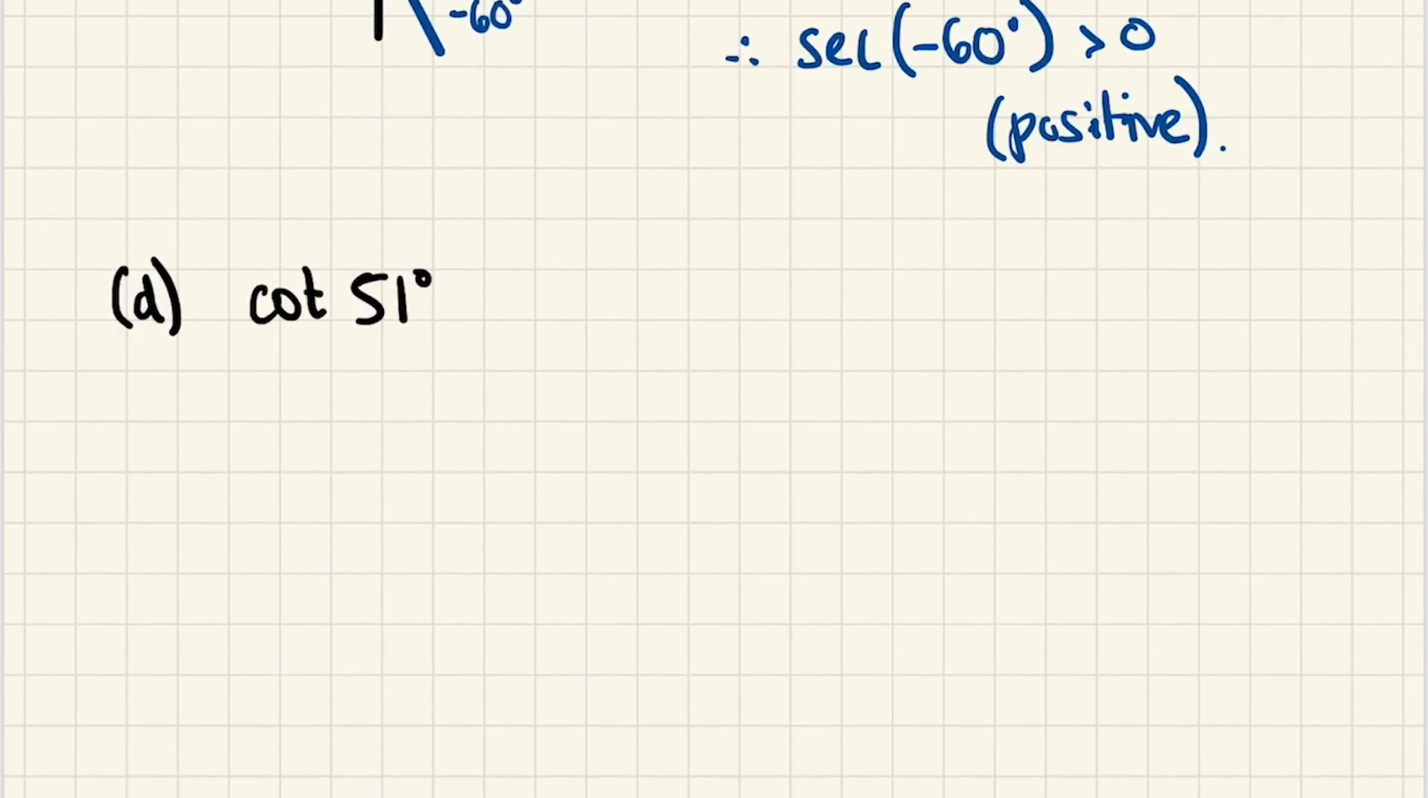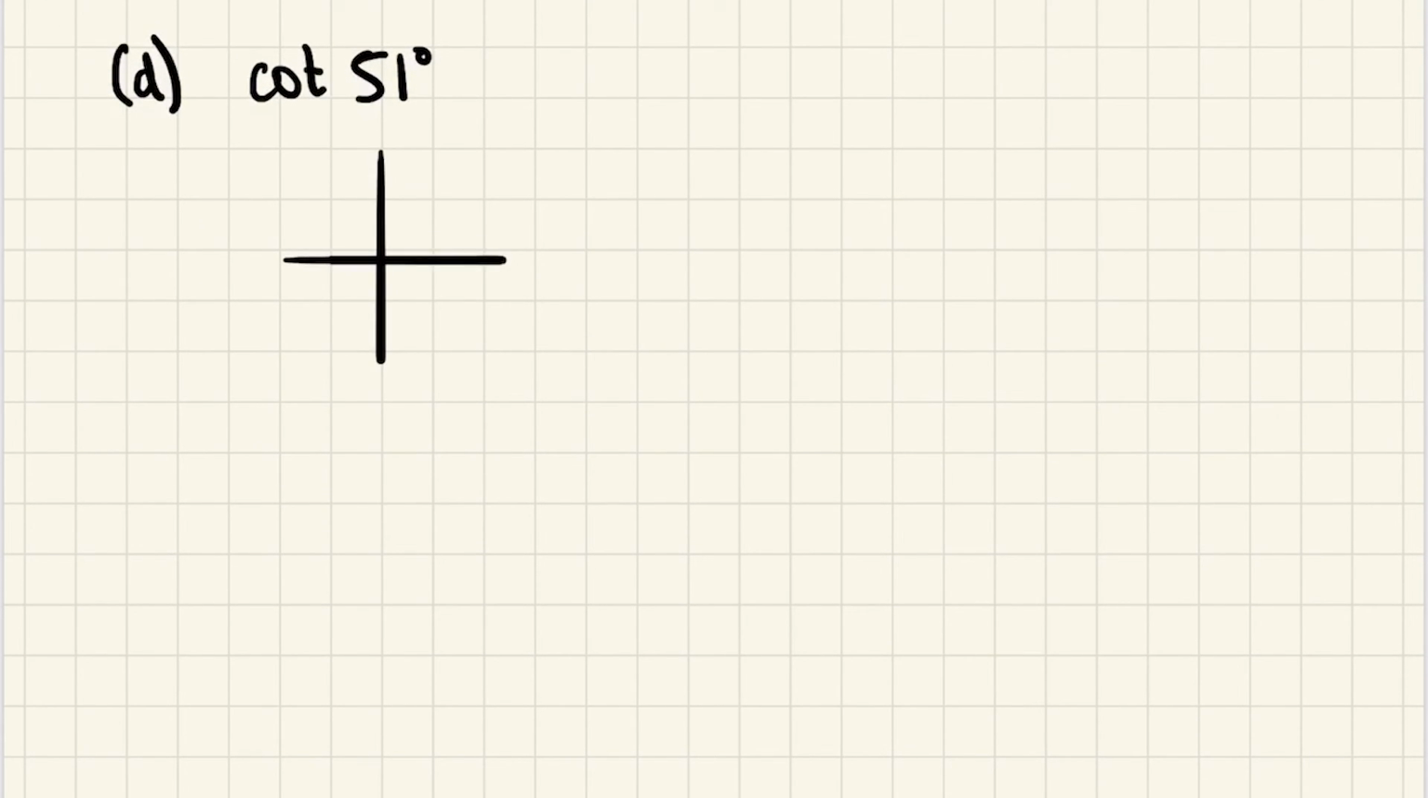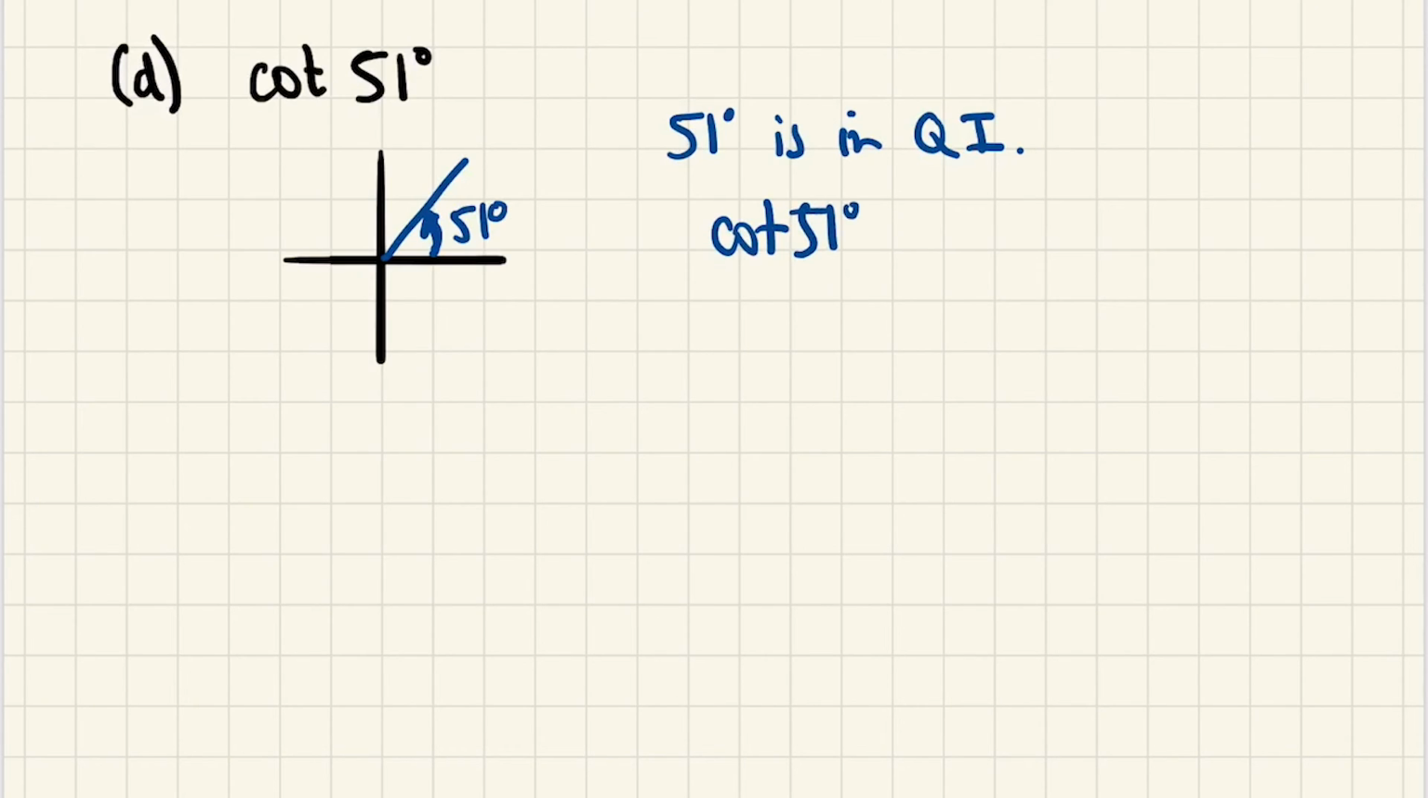Cotangent of 51 degrees. 51 degrees is between 0 and 90 degrees. It's about like there. So it's an acute angle. And we can see that it's certainly in the first quadrant. 51 degrees is in quadrant 1. And all trig functions are positive in the first quadrant. That's the A. All Students Take Calculus. All Soup Turns Cold, right? So no matter what, cotangent of 51 is positive. So cotangent 51 degrees is positive.